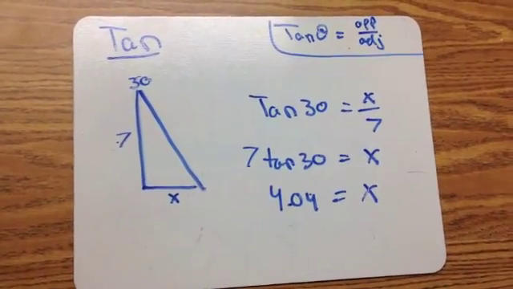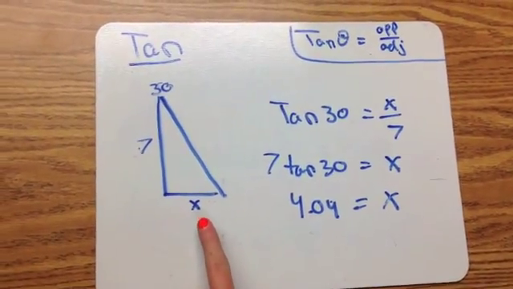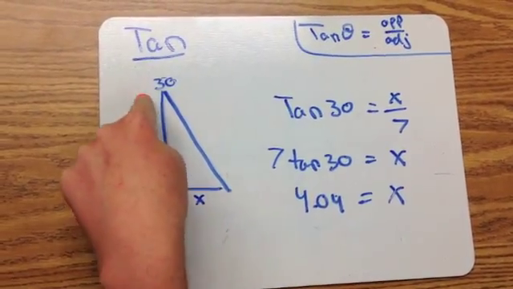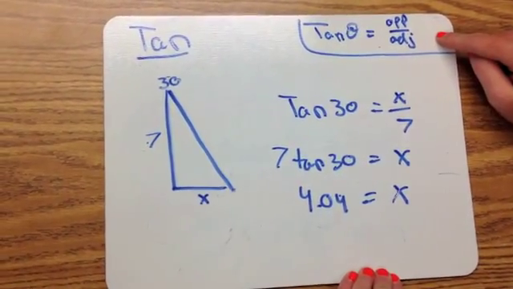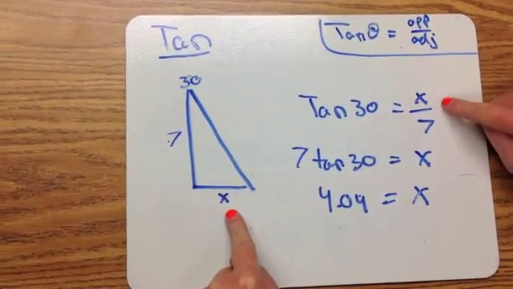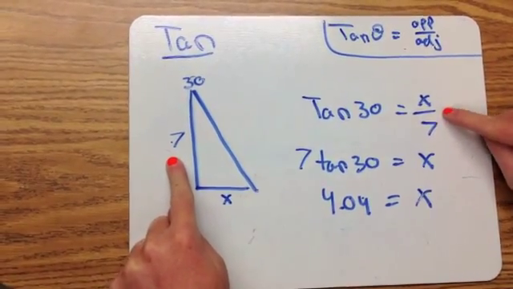And the last one we're going to do is tangent, and we're given the angle 30 degrees. And so to find x, we're going to put in tangent of 30, and tangent is opposite over adjacent. So the opposite of the angle 30 is x. So x over adjacent, which is 7. So it's x over 7.